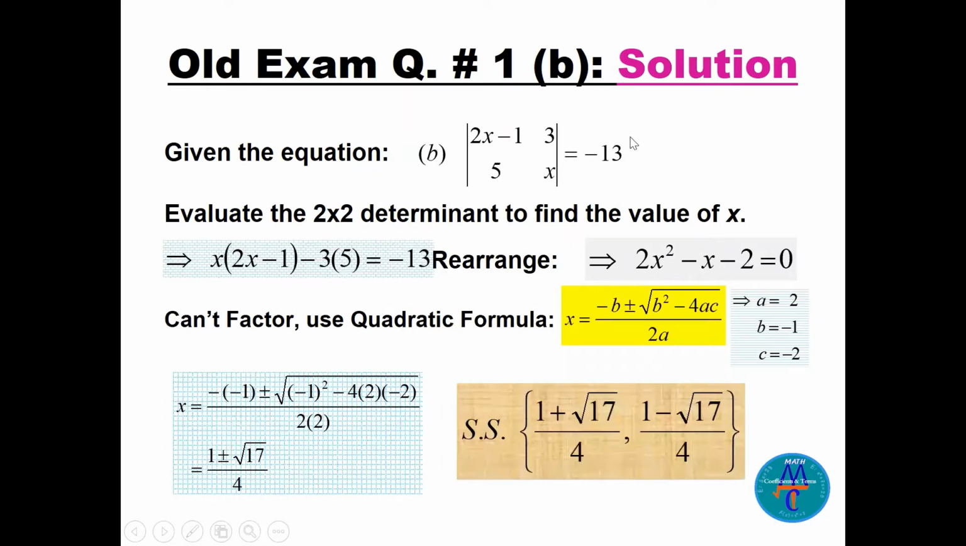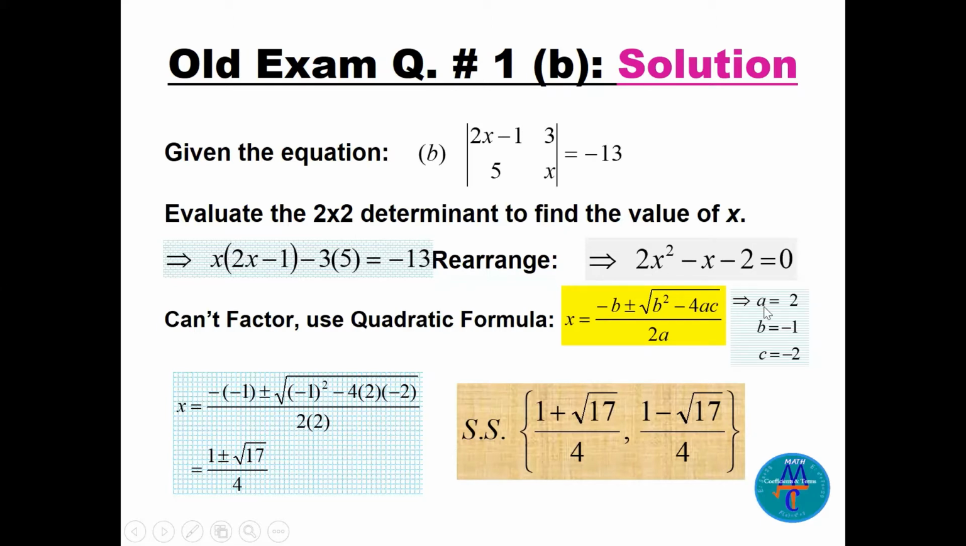Second one, same idea. The determinant is equal to minus 13. Let's evaluate the 2 by 2 determinant. Multiply (2x minus 1) times x minus the other diagonal, 3 times 5, is equal to minus 13. Rearrange it. You get here 2x squared minus x, and here we have minus 15. You bring minus 13 to the other side, it becomes minus 2 only.